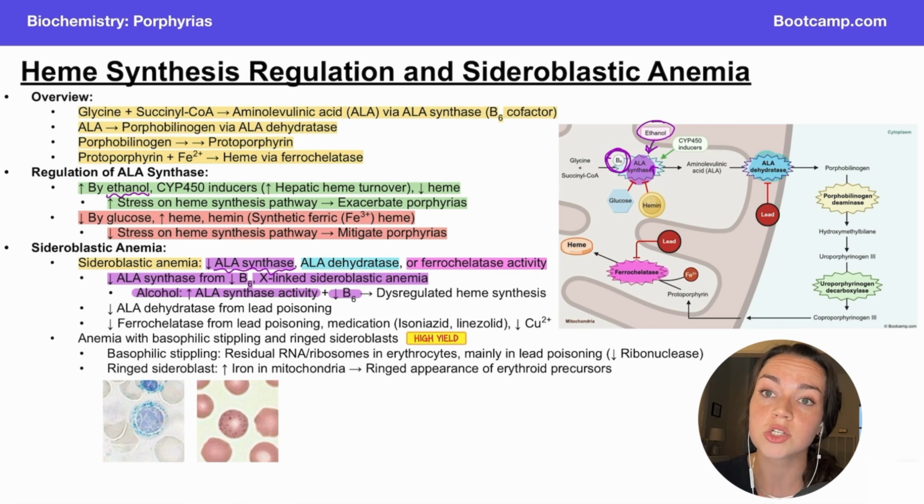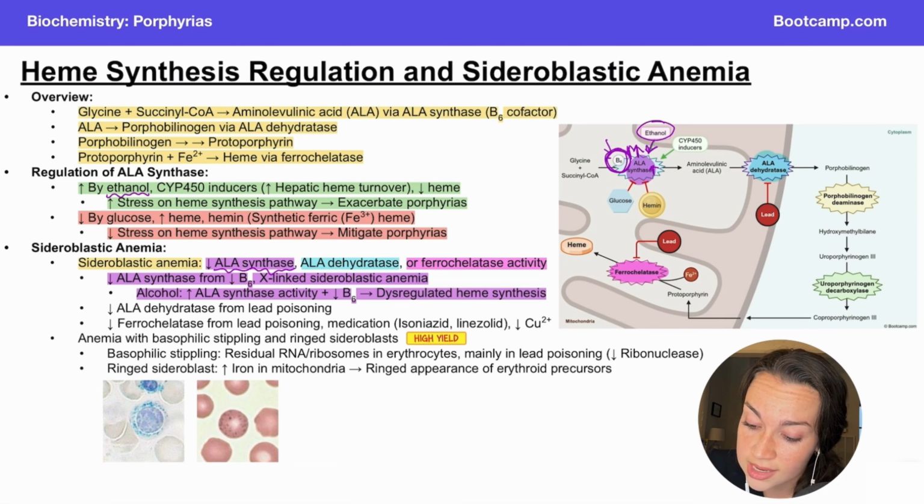Even one episode of binge drinking can decrease vitamin B6 absorption from the gut, plus increase its excretion in the urine because alcohol is a diuretic. Not to mention, like we talked about, alcohol increases a whole bunch of hepatic cytochrome P450 enzymes that can affect a lot of different metabolic pathways, including that of vitamin B6. So the attempted increase in ALA synthase activity plus the low B6 leads to extremely dysregulated heme synthesis, and that causes your sideroblastic anemia. And at least if you understand that, at least somewhat intuitively, you're more likely to remember it. All right, so those are things that act on ALA synthase.